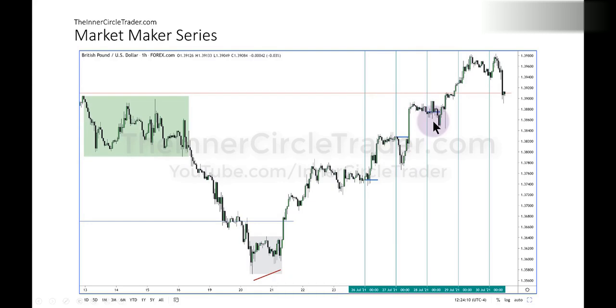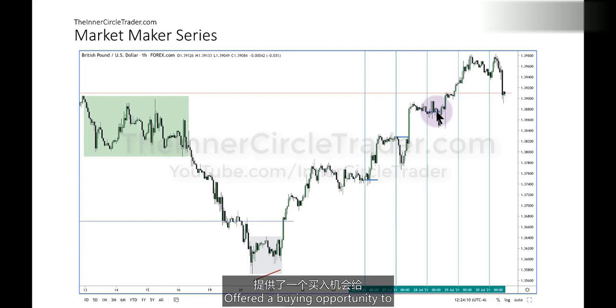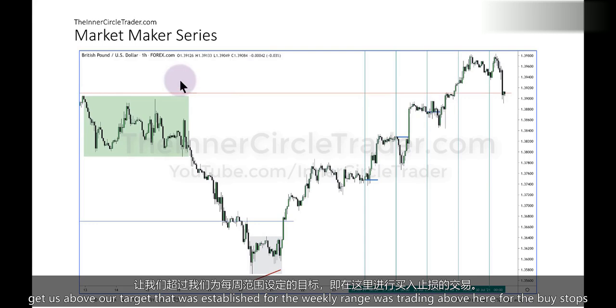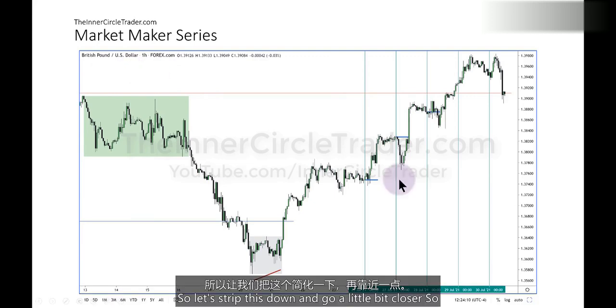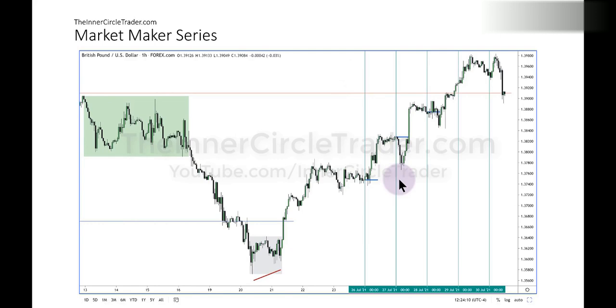Each day of this week between Monday and Wednesday offered a buying opportunity to get us above our target that was established for the weekly range, was trading above here for the buy stops. So let's strip this down and go a little bit closer.